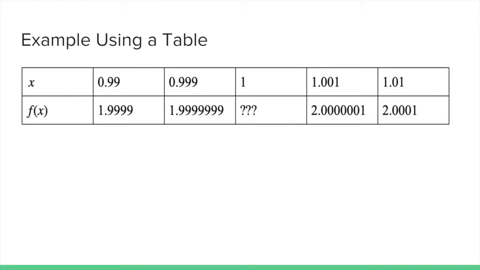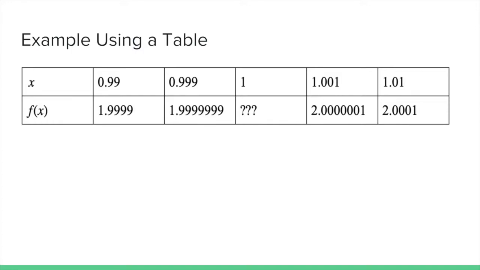Here we're going to go over an example using a table. So here's a table of values for some arbitrary function f of x. We can see that f of 0.99 is 1.9999. f of 0.999 is 1.9999999. We don't know what f of 1 is, and we know that f of 1.001 is 2.0000001, and f of 1.01 is 2.0001.